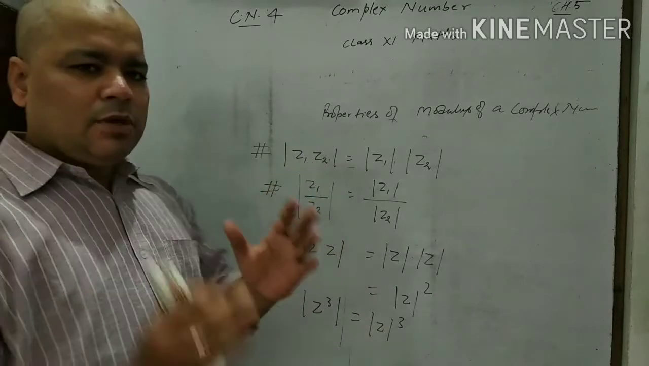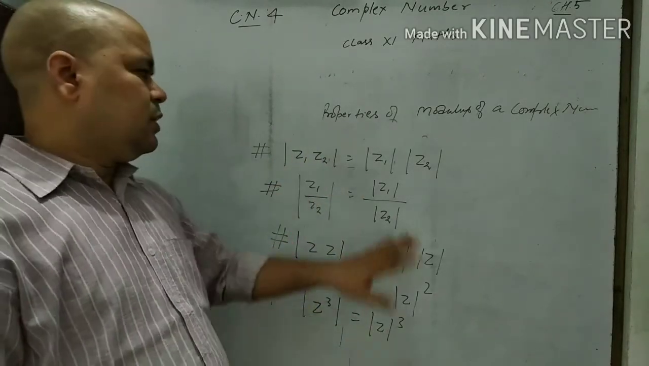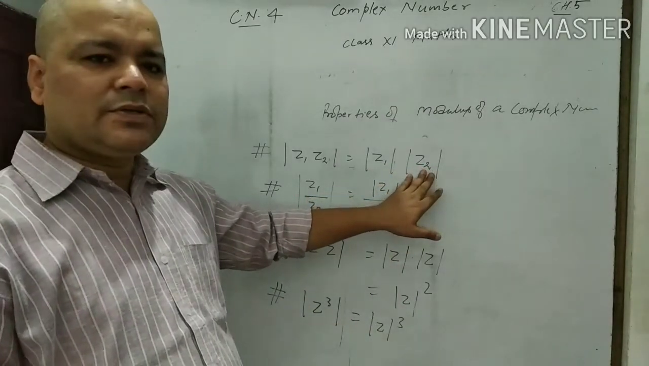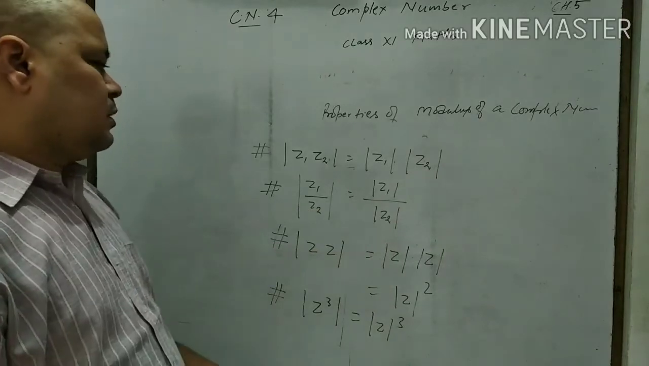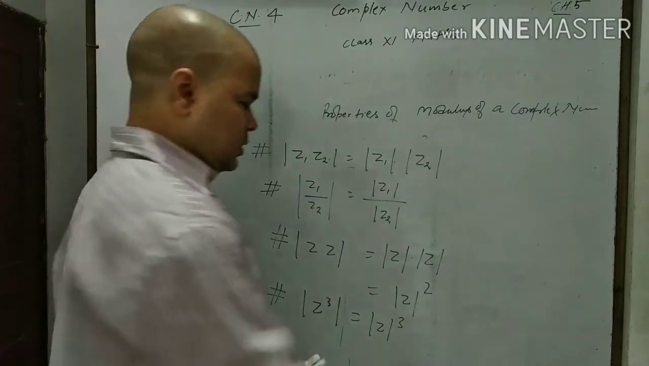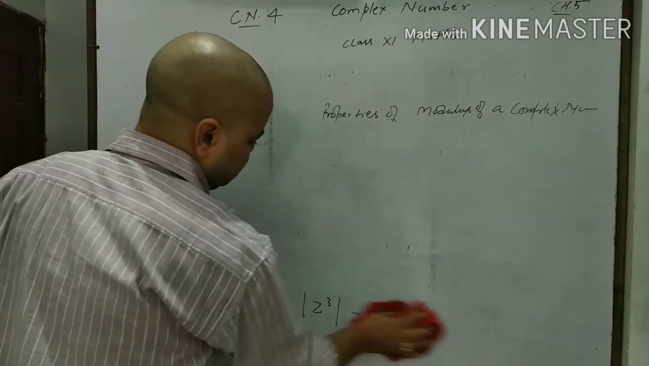The modulus of the multiplication of two complex numbers is equal to modulus of the first complex number into modulus of the second complex number. Similarly, we can also define this. Now let us see conjugate of the complex number.